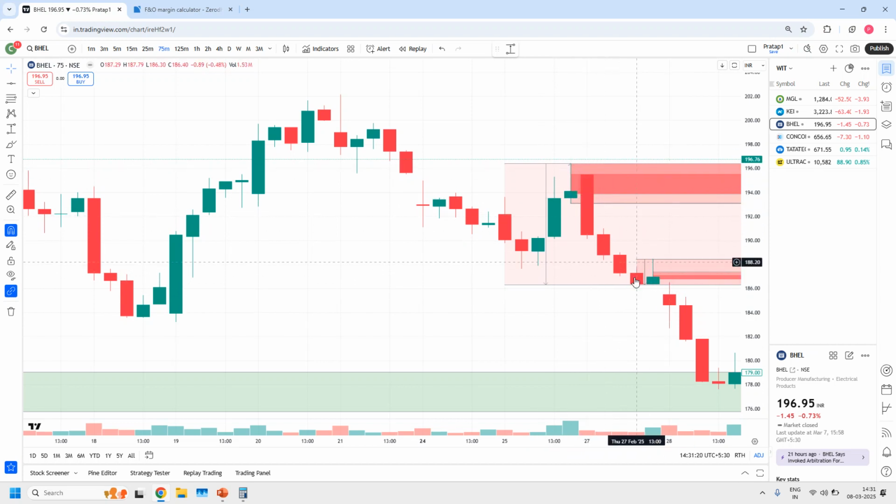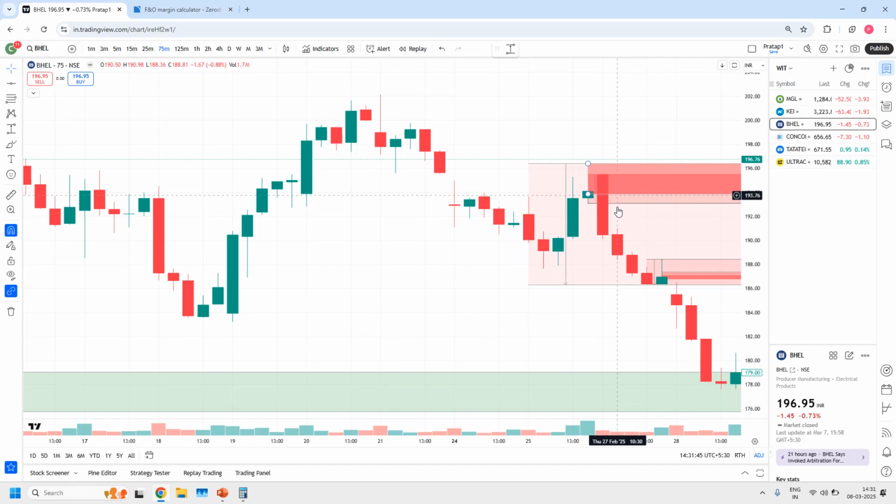If this 75-minute zone is violated, the trend won't change, because 75 minutes is not the trend. 75 minutes is only the entry. But where is the trend? The trend is one time frame higher than the 75-minute time frame. What is one time frame higher than 75 minutes? That is the daily. If the daily zone is violated, then only the trend will change. Until then, whatever the number of 75-minute zones, you can plan your trades in all those zones.